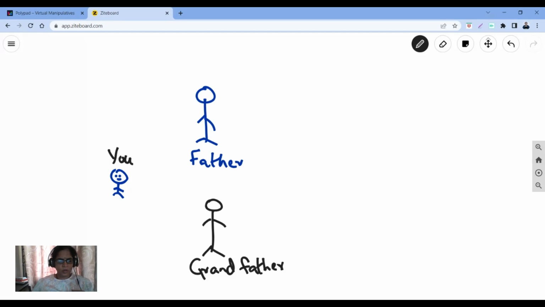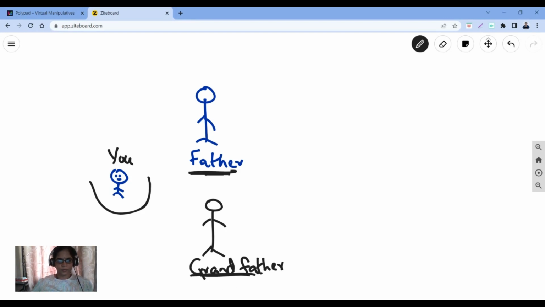Let's say this is you, and this is when you are a very small baby. You understood that this person is your father. Then you also met one more person, say a grandfather. You're still in a cradle. So you started understanding: okay, this first person's name is father, and this person's name is grandfather.